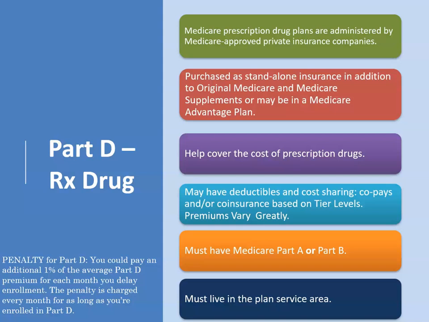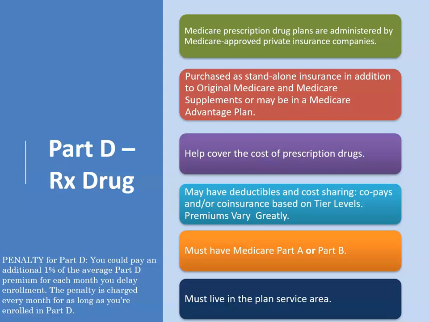Now, something to note with Part D, there is a potential penalty if you don't sign up in time. You could pay an additional 1% of the average Part D premium for each month you delay enrollment, and that premium will vary from year to year. The penalty is charged every month for as long as you're enrolled in Part D, so for life.